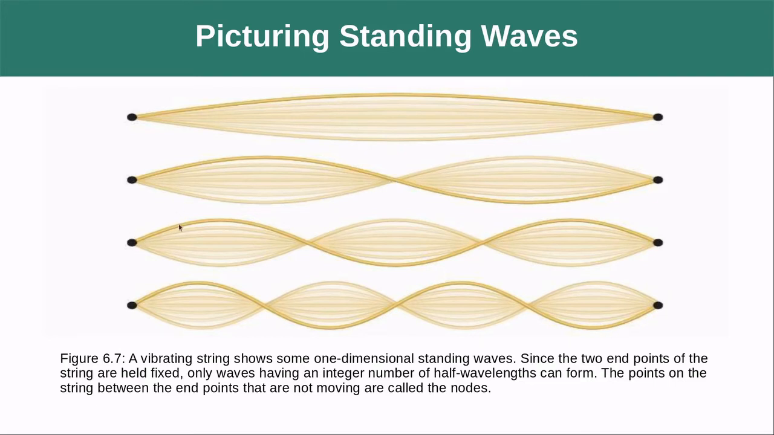Here we have three halves, so we're going to have one half of a wavelength, the other half of a wavelength, and the third half of that wavelength. Now we have two nodes, and so on and so forth, each time adding a node and another half of a wavelength.